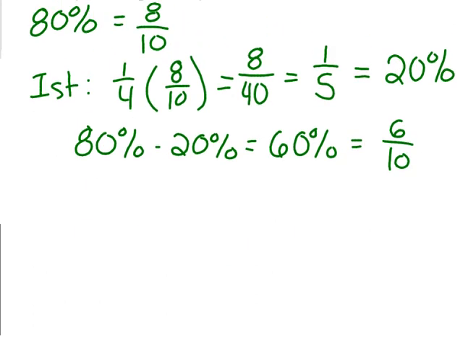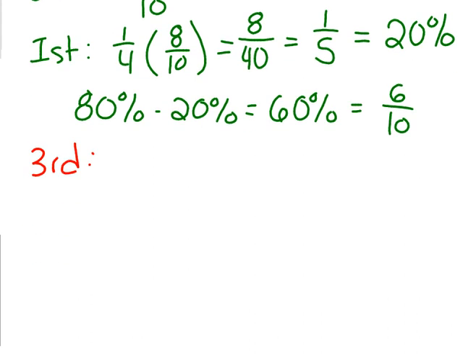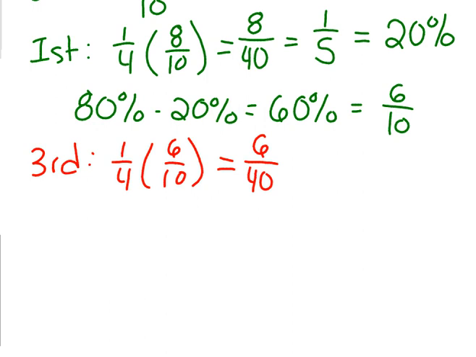Now let me change color for the next period. All right, so actually I'll call it third period. It'll be an odd day. So on her next period, her second class, she used 1/4. So she did 1/4 of her current battery, which is 6/10. We're going to multiply across the top, multiply across the bottom. We'll reduce that so we get 3 over 20.